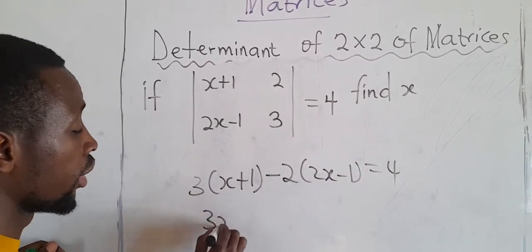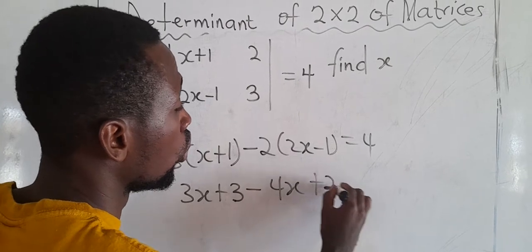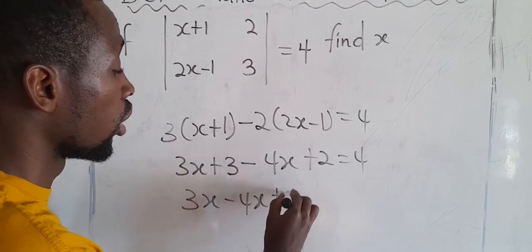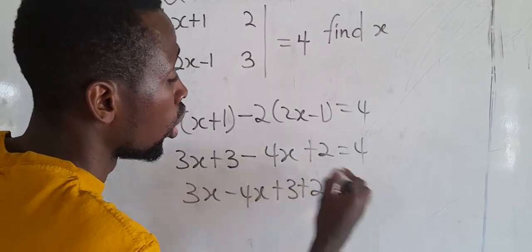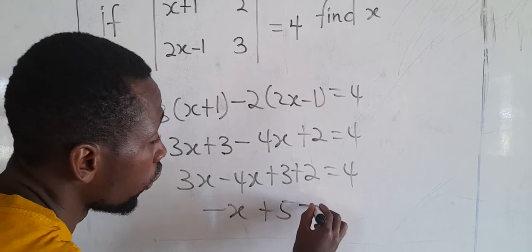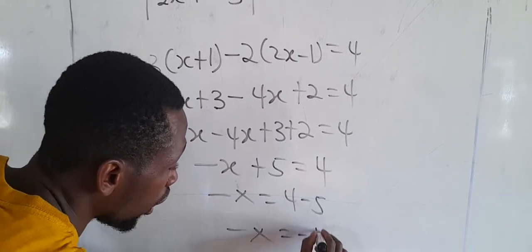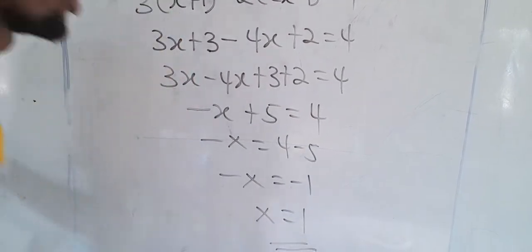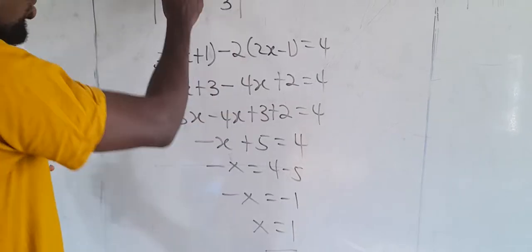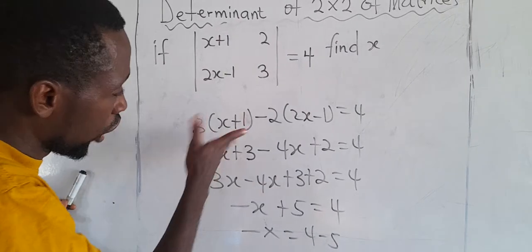So we expand this, we get 3x plus 3. This time this will be minus 4x plus 2, and it is equal to 4. We group like terms, we get 3x minus 4x plus 3 plus 2 is equal to 4. 3x minus 4x is minus x. 3 plus 2 is 5. So minus x is equal to 4 minus 5. Minus x is equal to minus 1. So x is 1. The value of x here is 1. We can find the matrix by substituting 1 in place of x. I hope you can do that. Try that on your own.